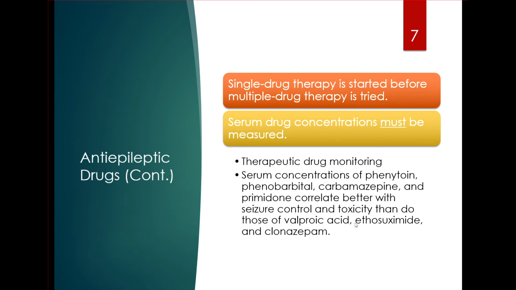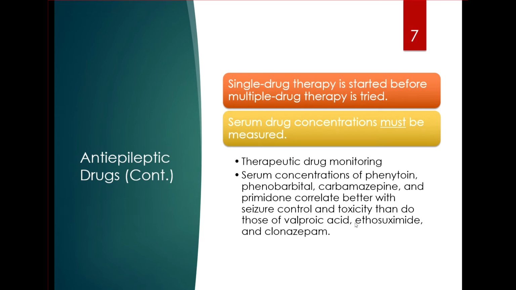Now, I say here serum drug concentrations must be measured. Certain anti-epileptic drugs that we have absolutely have a narrow therapeutic index. And so the individual has to maintain their blood levels right in there. And if they fall below, then they're going to have breakthrough seizures. If they go above, now we're talking about extreme adverse effects that can be very harmful to the individual.